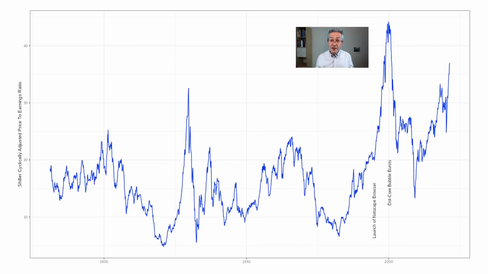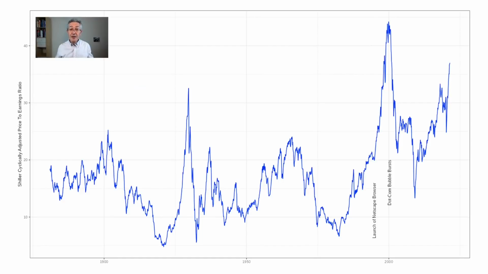Let's start off by looking at 2 asset bubbles. And the first one is the dot-com bubble. This is Robert Shiller's cyclically adjusted price to earnings ratio, or CAPE ratio. And what that measures is the number of dollars people are willing to pay for every dollar of earnings generated by the S&P over the previous business cycle, which is 10 years.